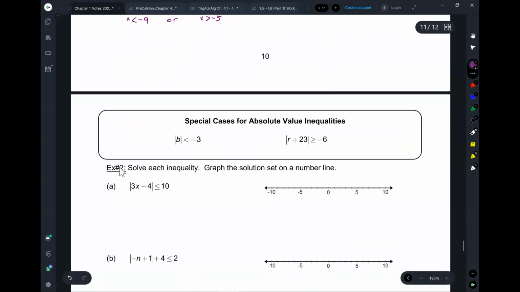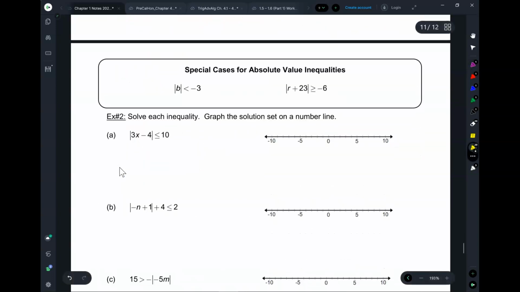Okay, moving along. Special cases. If you have an absolute value less than negative 3, that's no solution, right? The reason is whatever comes out of the absolute value is going to be positive. So you can't have a positive number be less than negative 3, right? So that's no solution. However, if you have an absolute value greater than or equal to negative 6, well, let's think about that. Whatever comes out of the absolute value is positive, so it has to be greater than or equal to negative 6. That means this will be all real numbers.